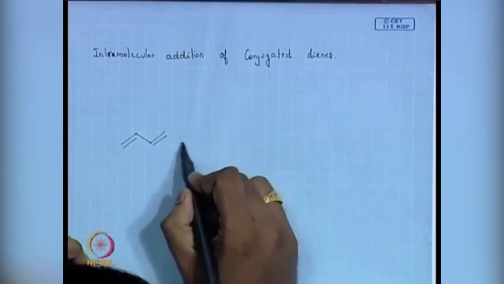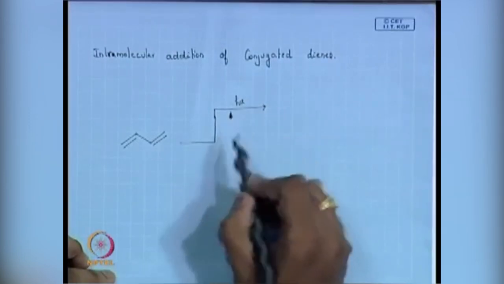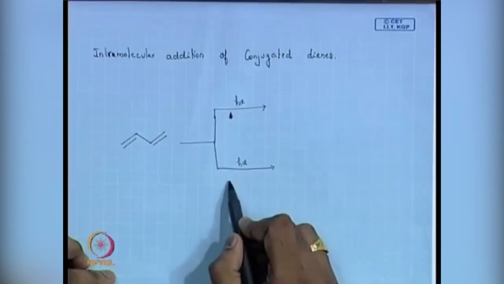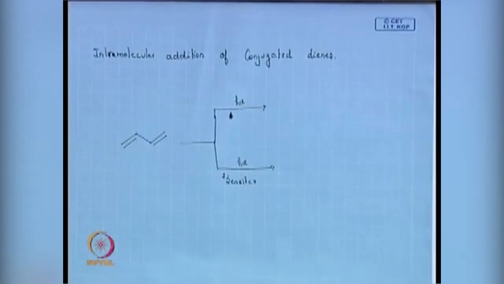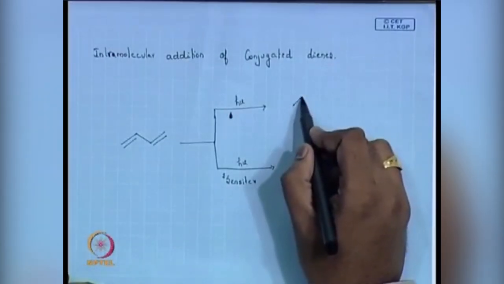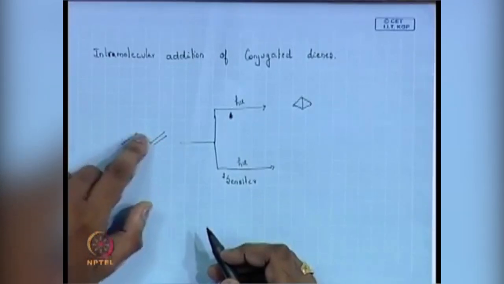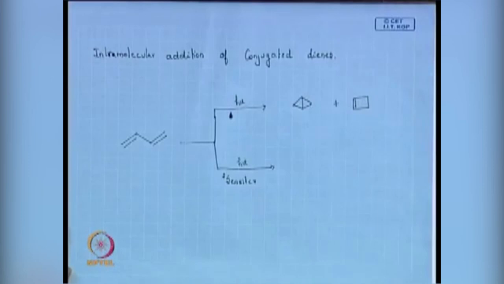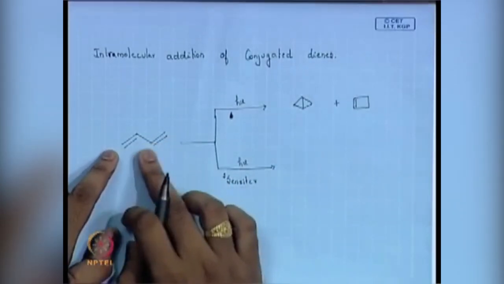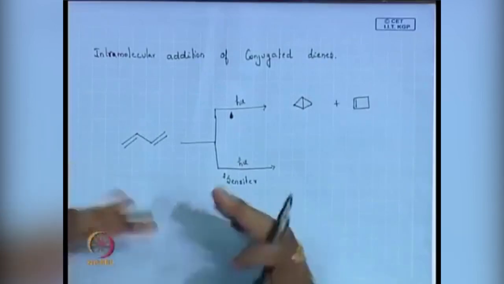Can take a diene. If I photolyze this directly, or I can photolyze in the presence of a sensitizer, a triplet sensitizer. So if I do it directly, I end up with a product which is a sort of intramolecular addition. I get two products which are just intramolecular addition.